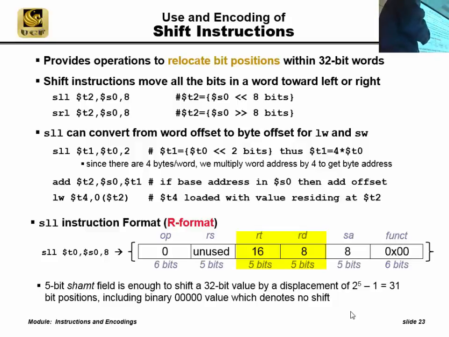But this is shifting left by 8. This is shifting left by 2. And this can convert from word offset to byte offset. We already saw many examples.